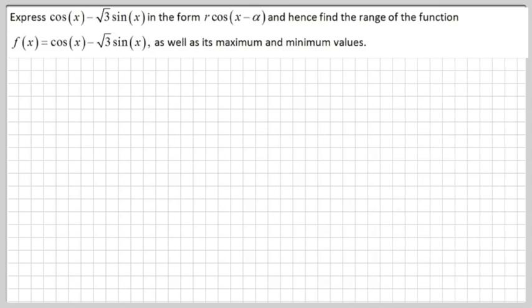So, we've got to express cos x minus root 3 sin x in the form r cos of x minus alpha, and hence find the range of the function f of x equals cos x minus root 3 sin x, as well as its maximum and minimum values.